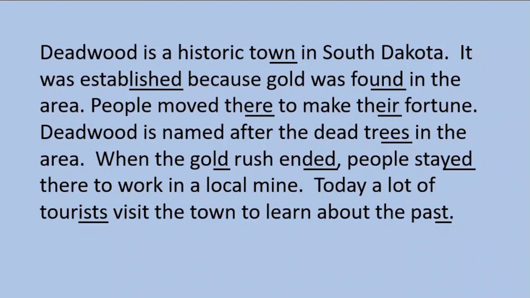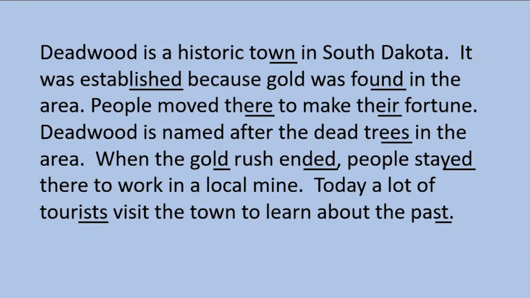Gold. You know that people look for gold. So gold was found. Again, one of the first things you should do is look at your tense, and that will help you figure out that we're talking about something from the past and its relationship to today. People moved there to make their fortune. So here we're testing your grammar a little bit. We have the adverb there, and we also have the possessive their. So can you distinguish between the two? And can you spell them correctly?